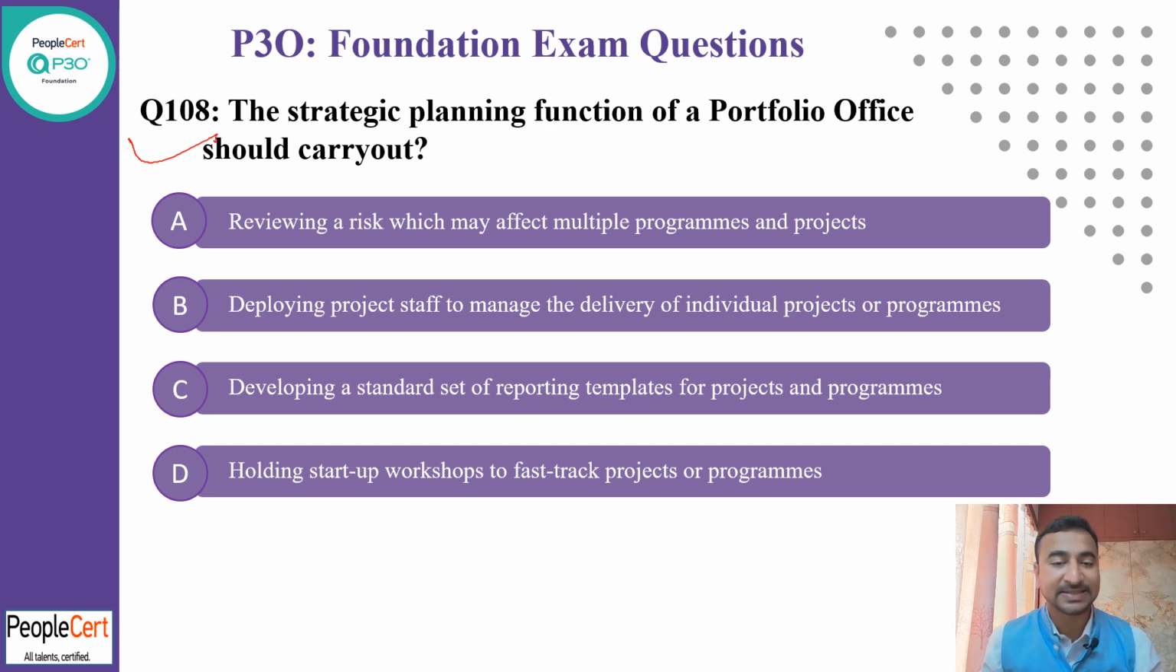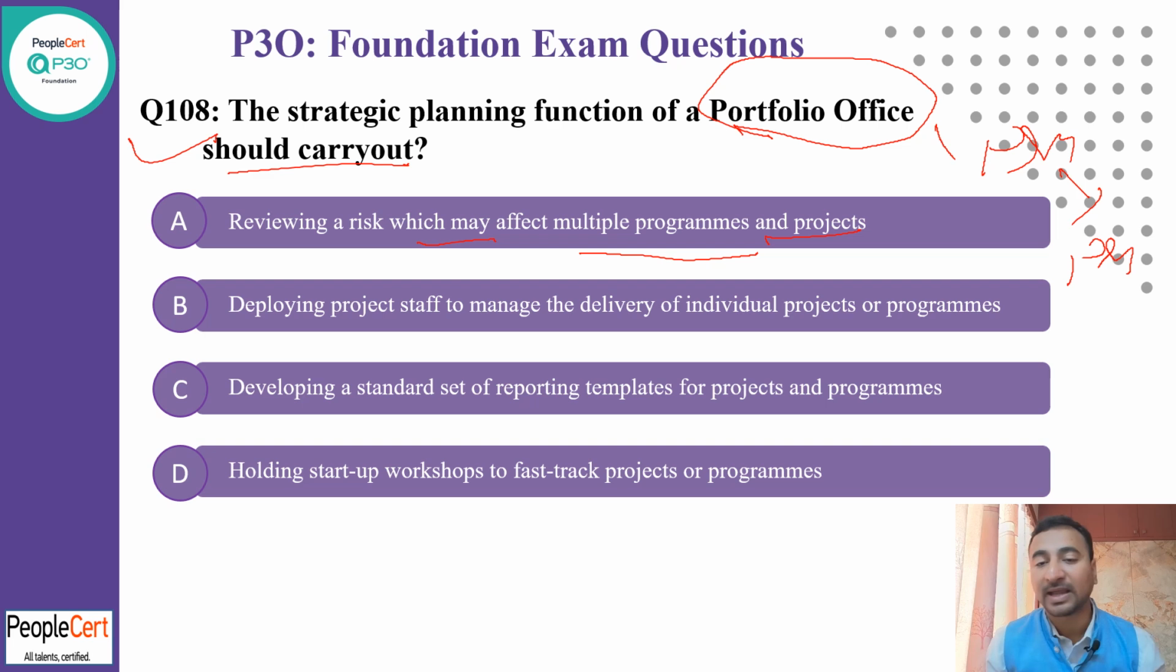Question number 108 says the strategic planning function of a portfolio office should be carried out by what? Let's evaluate the available options. Option A says reviewing the risk which may affect multiple programs or projects. So that is the portfolio office. The portfolio office takes care of multiple programs, projects, and the operations as well. So they say reviewing the risk which may affect multiple programs and projects. That seems to be correct, but let's evaluate what the others are.